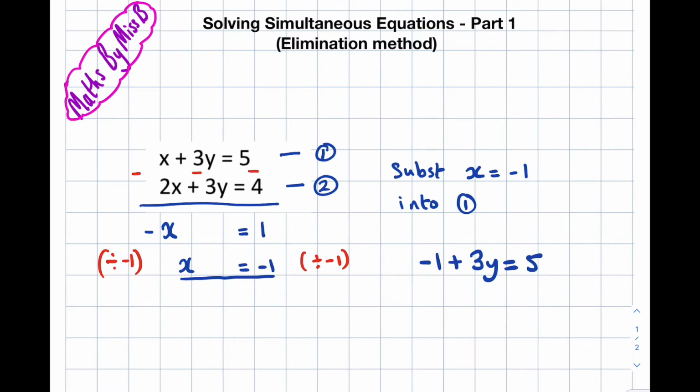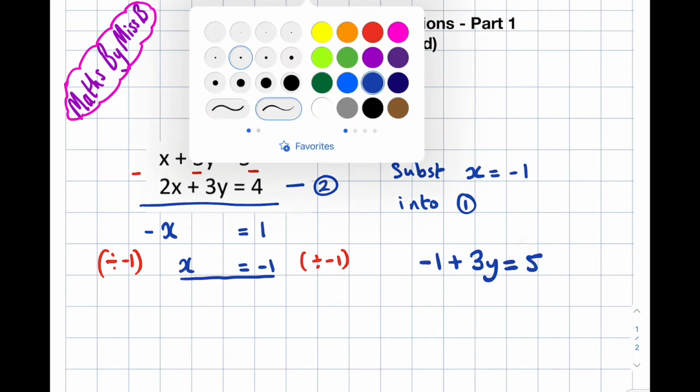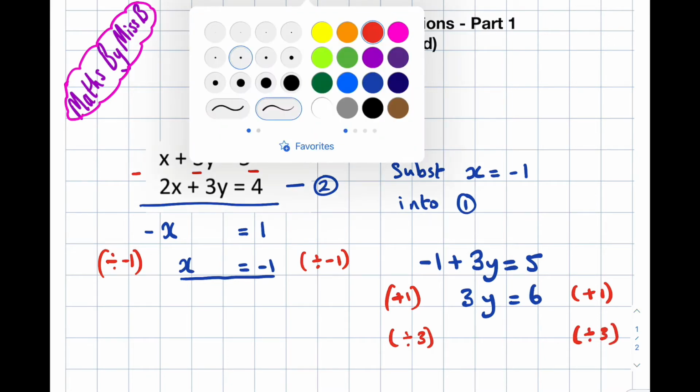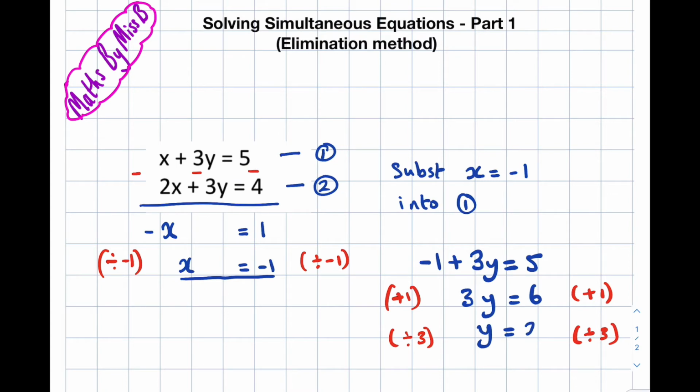To solve the equation, we need to get rid of this negative 1, because the aim is to get this on its own. So to get rid of a negative 1, you need to add 1 to both sides to keep the balance. That will give 3y equals 6. Now, in order to get rid of the 3, to get the y on its own, we need to divide both sides by 3. That will leave us with y equals 2. So we've ended up with a solution of x equals negative 1 and y equals 2.